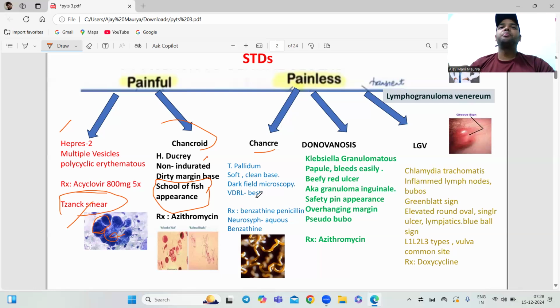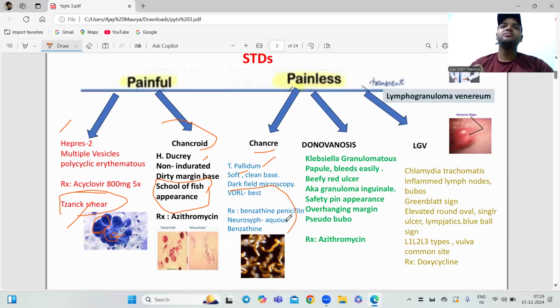The next one is the painless. We have three types. Chancre means what? It's syphilis. Painless syphilis, 3 Ps: P for painless, P for syphilis, and P for penicillin. Syphilis, painless, penicillin. Syphilis is caused by Treponema pallidum. It has a soft, clean base. On dark field microscopy, we will see the corkscrew pattern of the bacteria.